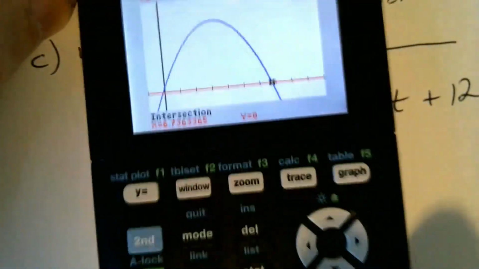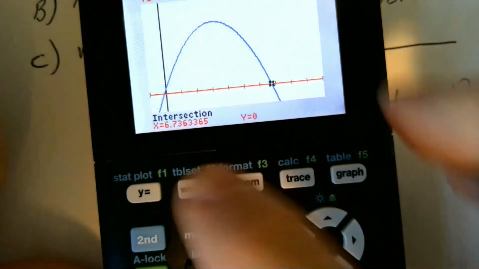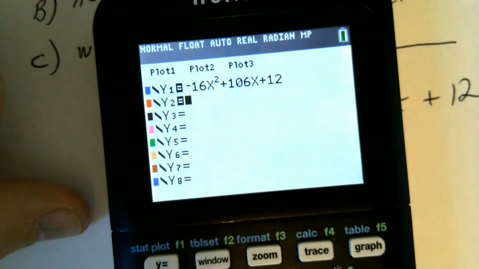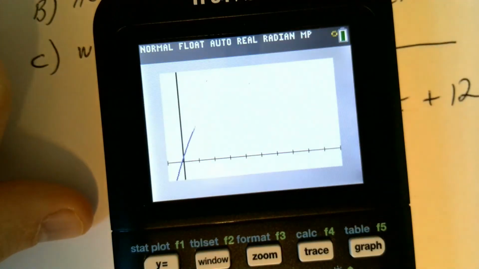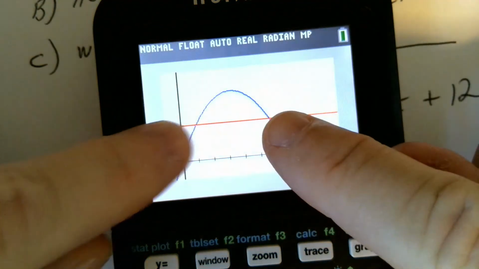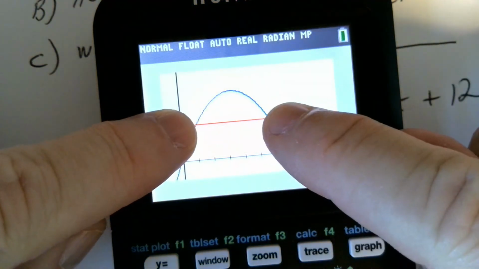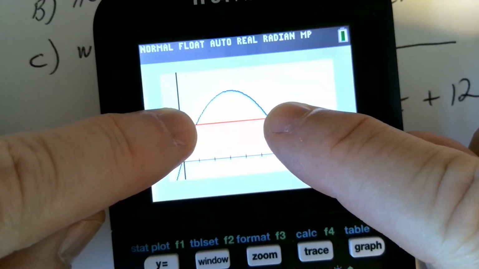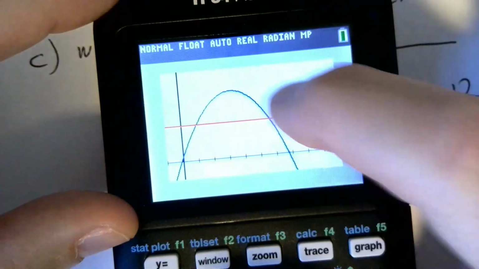What time range is the ball at least 100 feet in the air? Okay, so I'm going to go to my y equals. I'm going to put it at 100 feet. And you can see that it's above 100 feet from this time to this time. And that's kind of why we put this problem in right now, because that's a range, right? So from here to here.